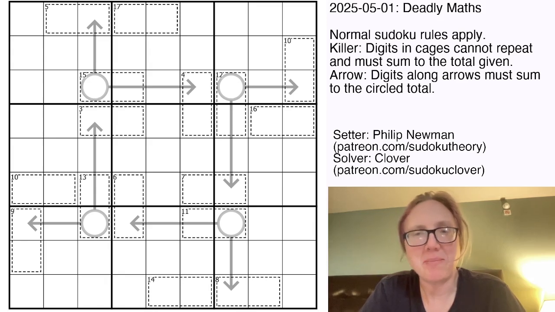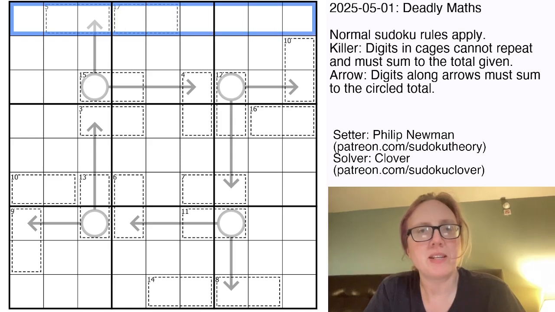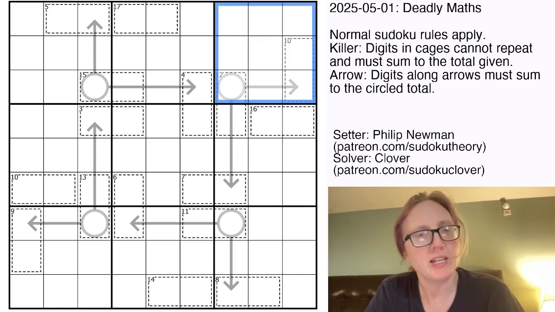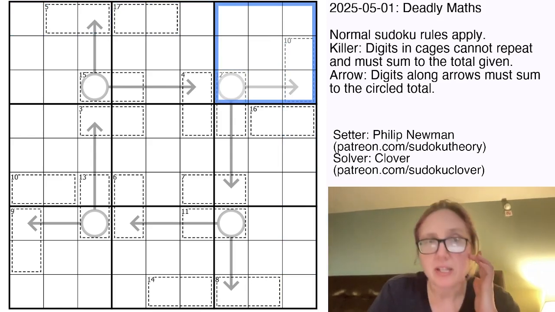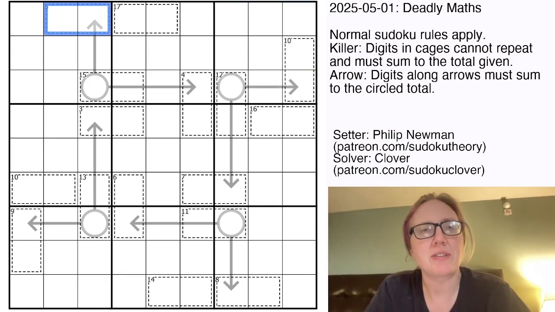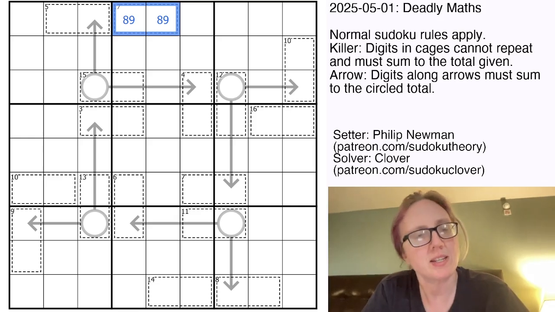So this is a killer arrow Sudoku. You have standard Sudoku rules, so we're placing the digits 1 through 9, once each in each row, each column, and each outlined 3x3 region. And then there are also some killer cages in the grid. In each of these little cages, the digits in the cage have to sum to the clue that's given in the top left corner of the cage. Like these two have to sum to 17, so they are 8 and 9. That's the only way to do that with Sudoku digits.